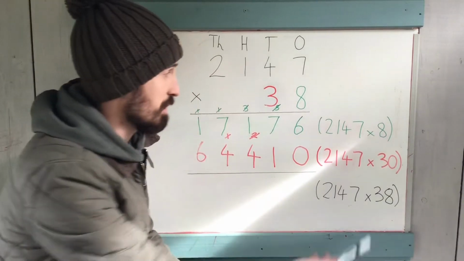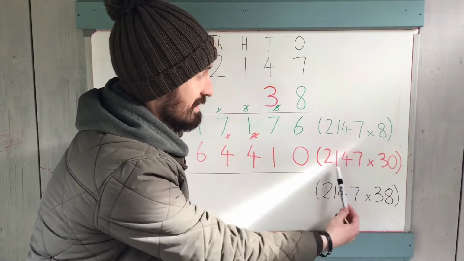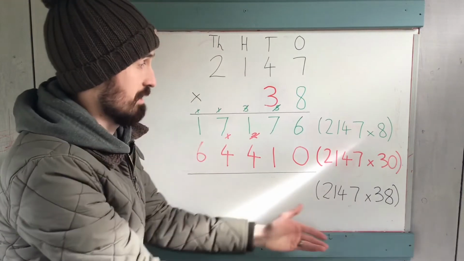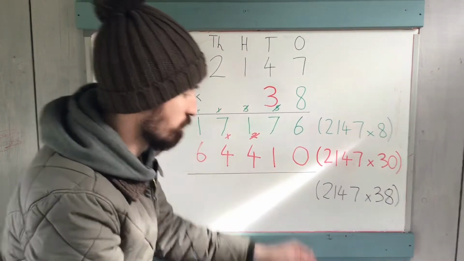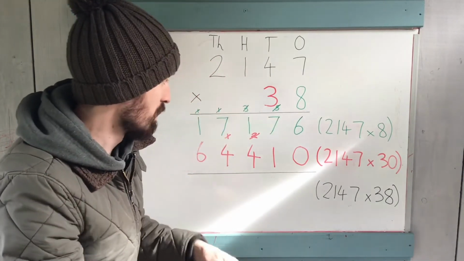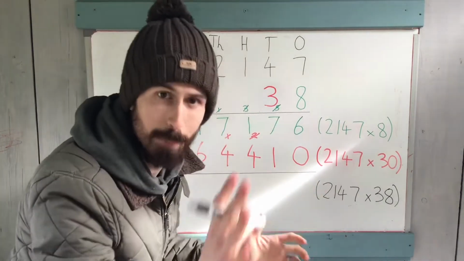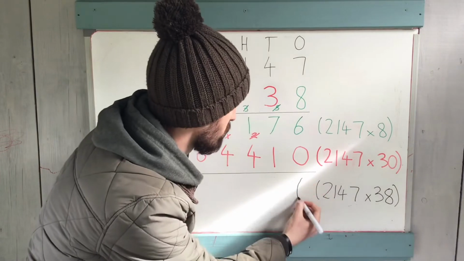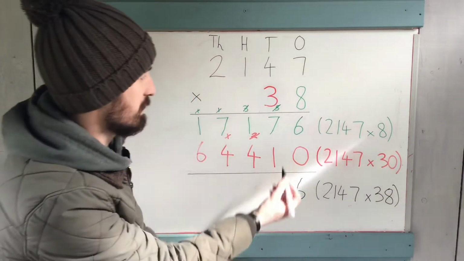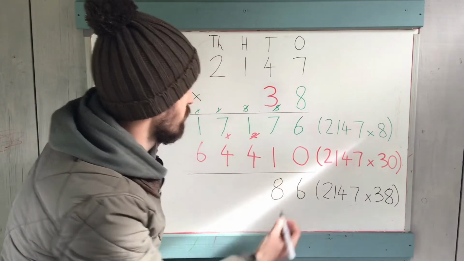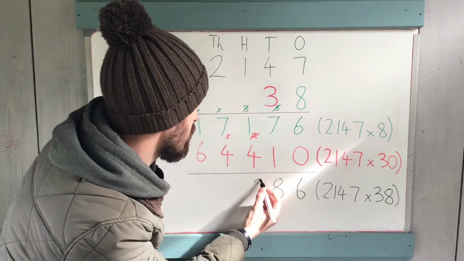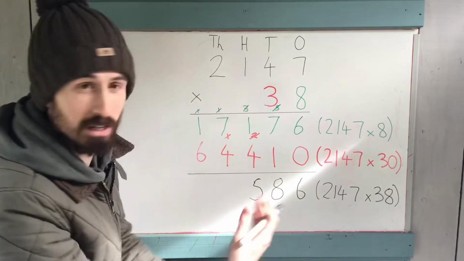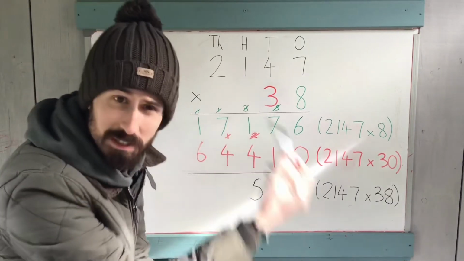Okay, and now we are on to our final part, which is the addition. Why is it addition? Because when you add the total of that to that, then you will get obviously 2,147 times 38. So here we go. 6 plus 0, and then 7 plus 1. 1 plus 4 is 5.